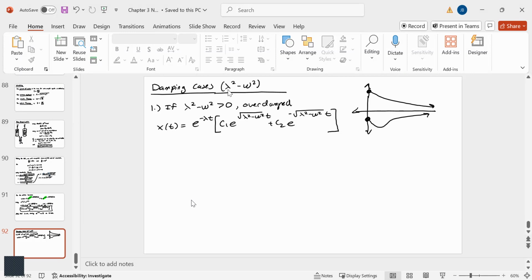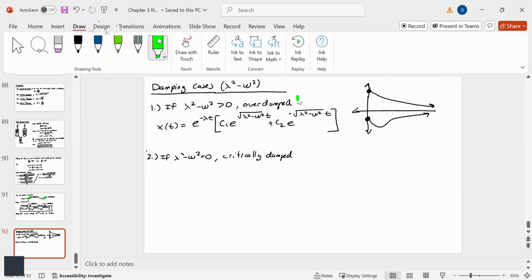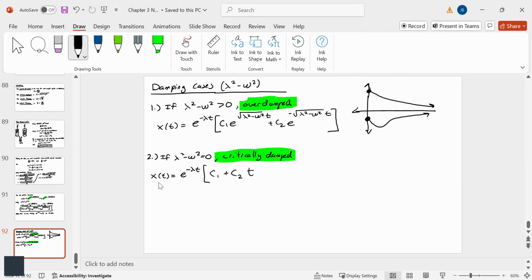Critically damped. It's the same thing as overdamped. It's still damped. So number two is if lambda squared minus omega squared is equal to zero, we say it's critically damped. And so our solution is almost the same thing. It's going to be C1 plus C2t. So what happens is the exponential part of lambda squared minus omega squared becomes 1, and the only lambda part is the e to the lambda t, right?